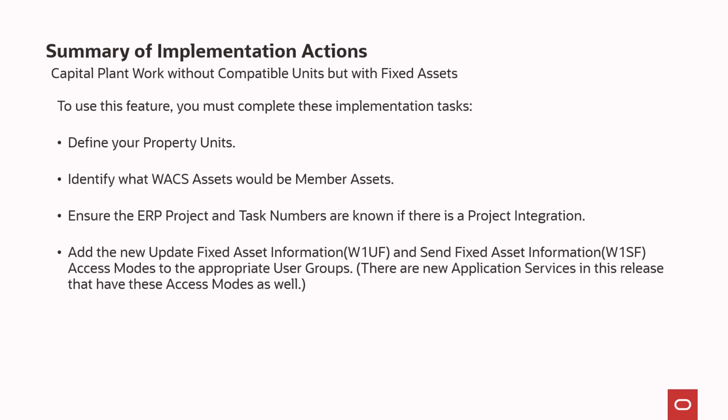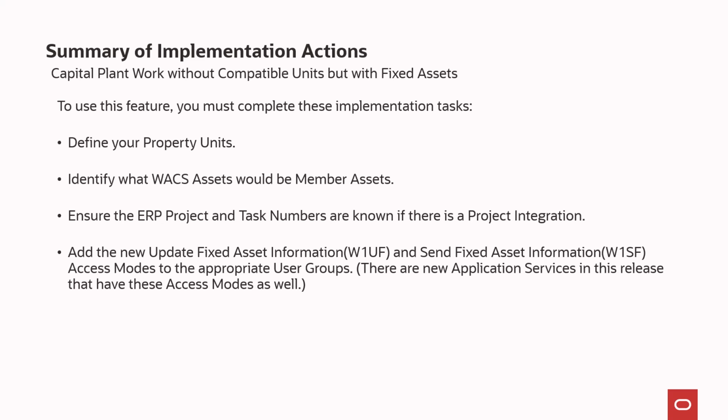The first one is the update fixed asset information, and the second one is the send fixed asset information. Those need to be added to the appropriate user groups. The application services that these access modes have been added to are fleet asset, general asset, infrastructure asset, and smart meter. So if your user groups have these application services, you would need to add these new access modes if those users need that access.